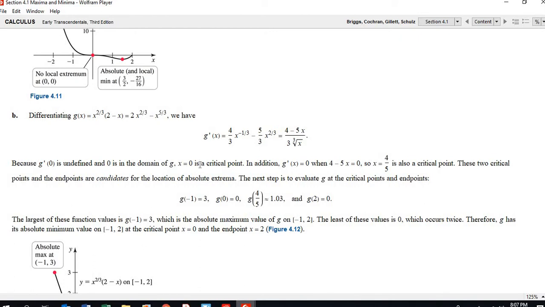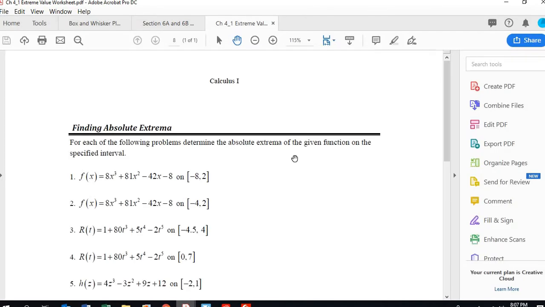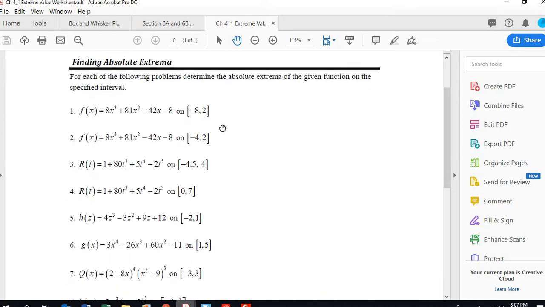So that does count. Okay, so let's pull up your worksheet. This worksheet you can download from the course worksheets area in D2L, and we're going to play around with a problem here. We're going to do problem number 2. So problem number 2 is 8x cubed plus 81x squared minus 42x minus 8 on the interval -4 to 2.